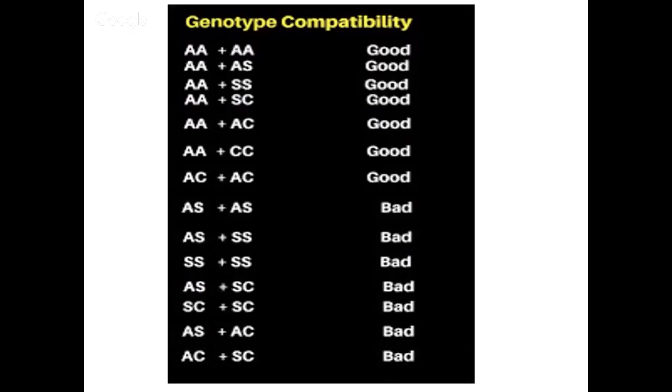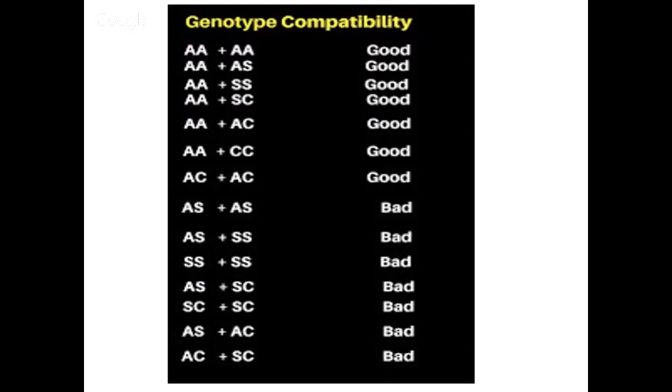So this is the compatibility of genotypes. AA is actually the best genotype. So those of you who are AA, congratulations. Let's see. AA can practically get married to anybody. AA can get married to anybody.